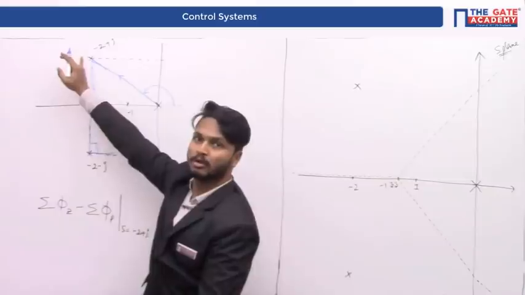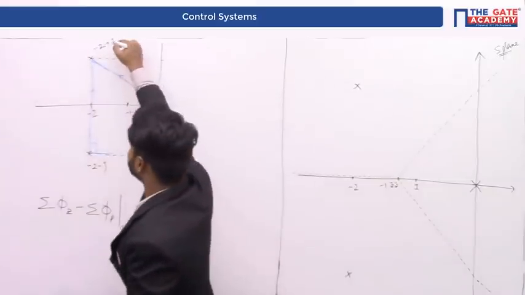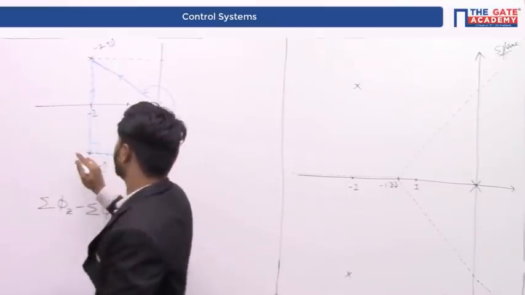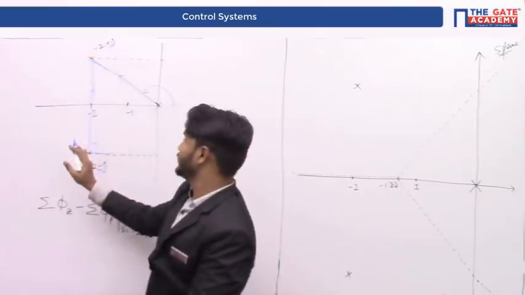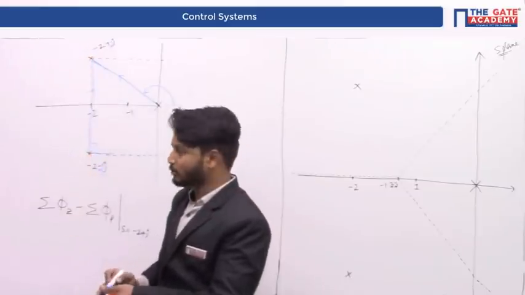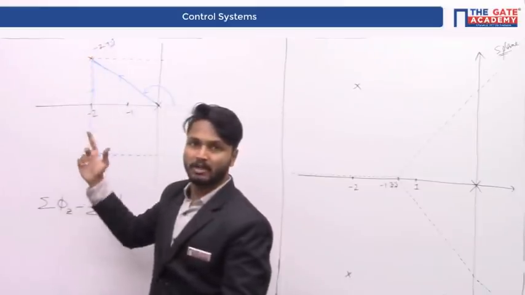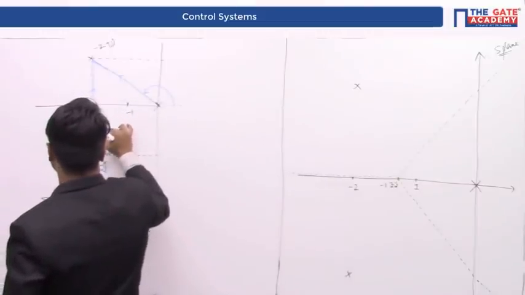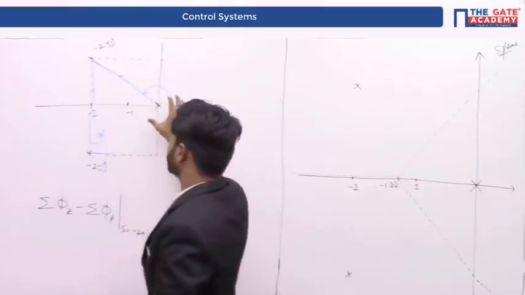This is minus 2 plus 2j and this is minus 2 minus 2j. This particular pole is exactly overhead of this particular pole. Therefore, the angle of elevation is going to be 90 degrees. It is quite evident from the figure also. It is 90 degrees. What about this?